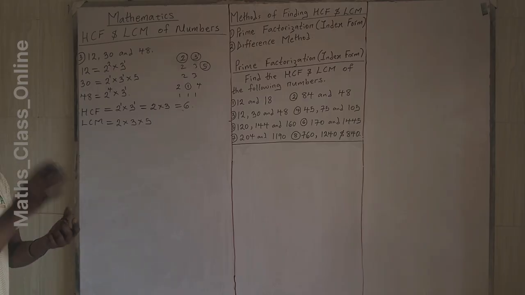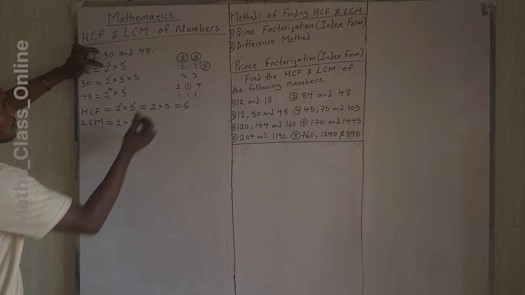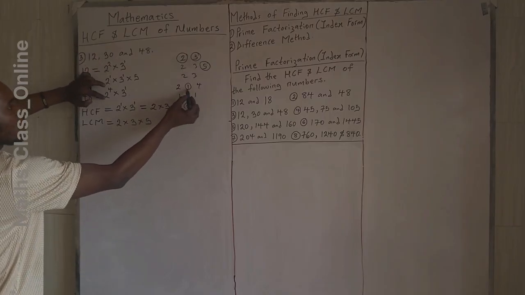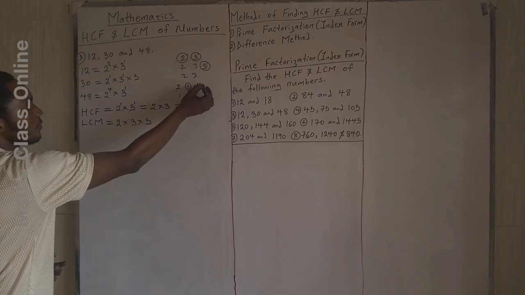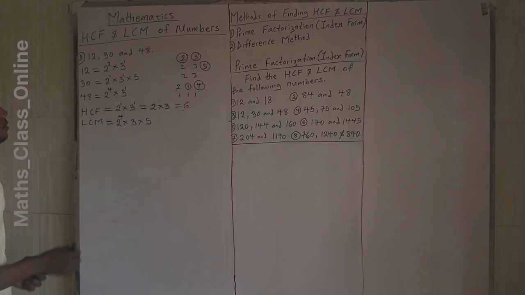LCM is what? The highest power. The power of 2 here is 2. Power of 2 here is 1. Power of 2 here is 4. Between 1, 2, 4, which one is the highest? That is 4. Raised to the power of 4.